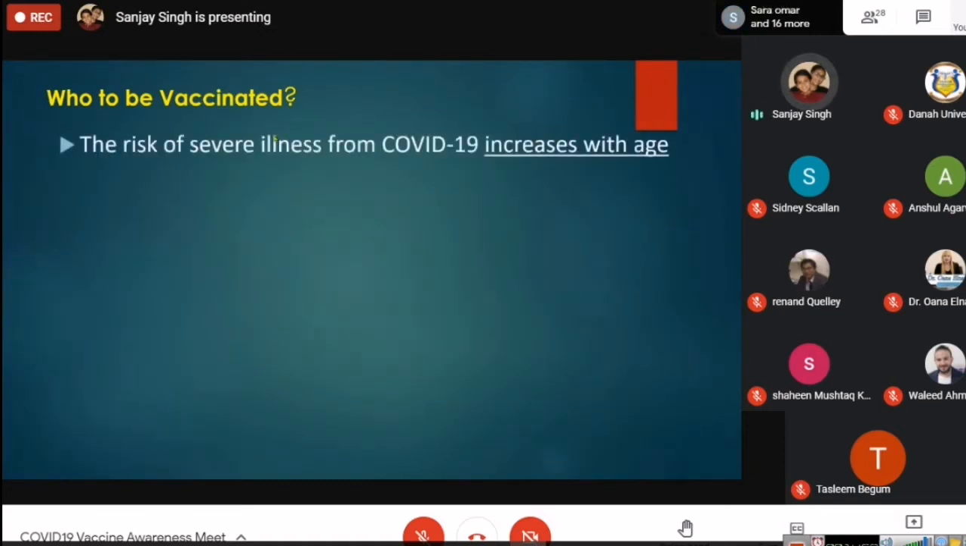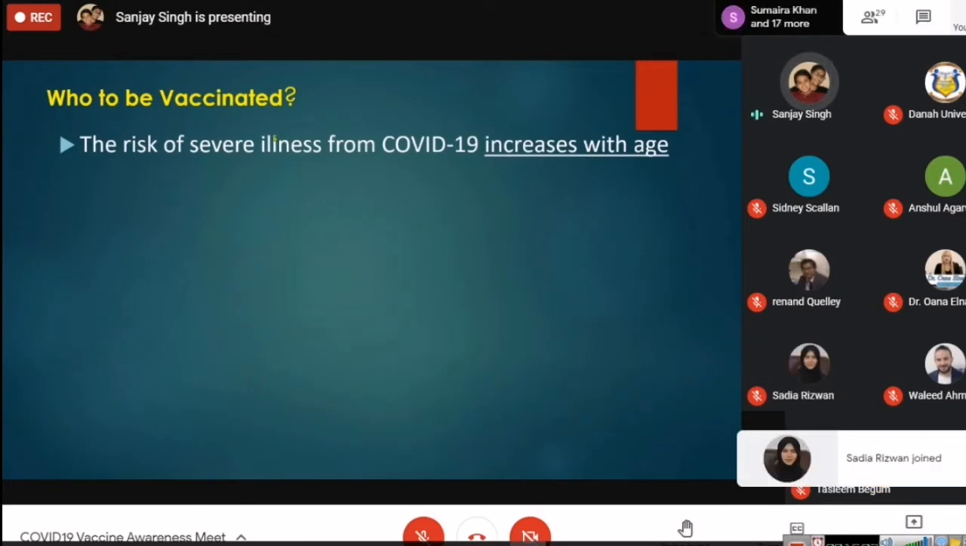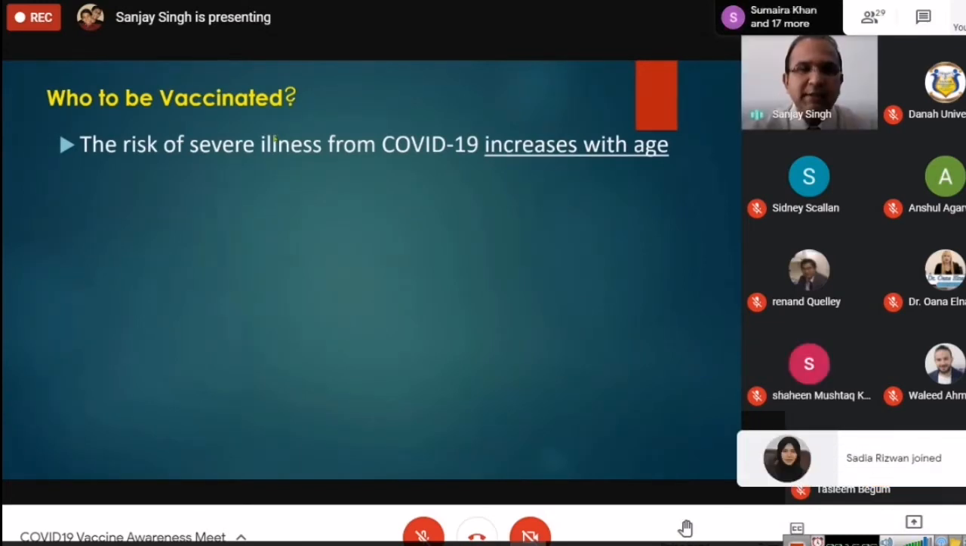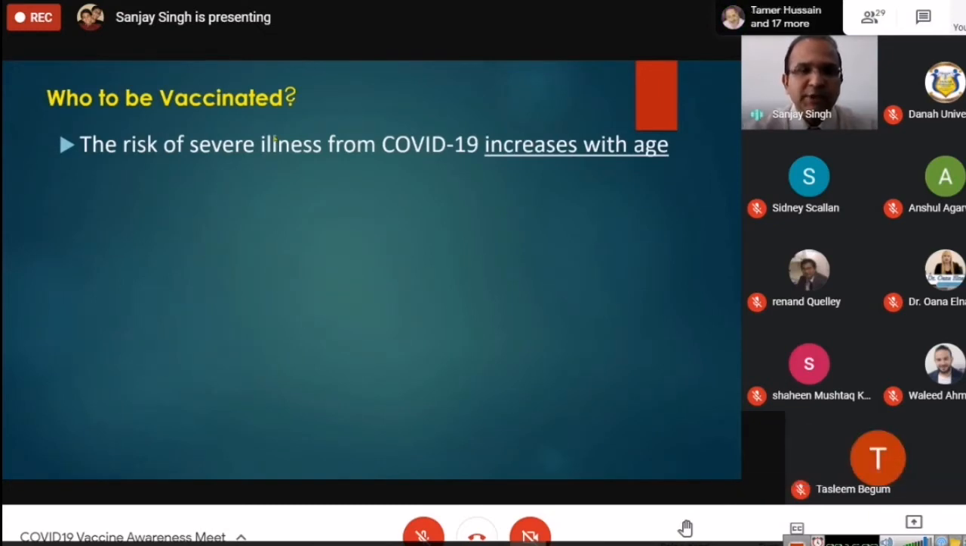The risk of severe illness from COVID-19 usually increases with age. Above 40, each decade, there's an increase in risk. But those above 60 years are at most risk. Like in the USA, most of the mortality, 8 out of 10, were aged above 60 years.